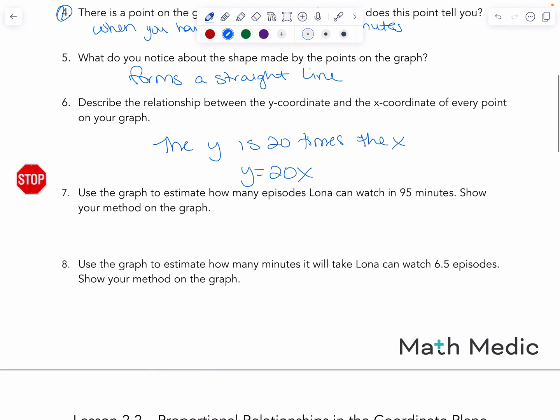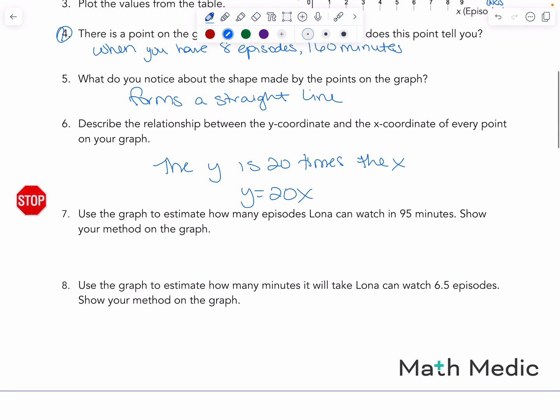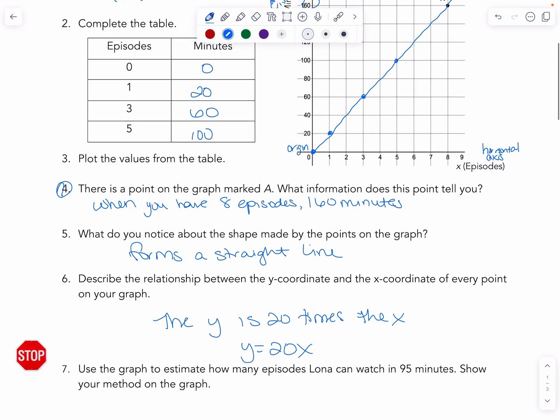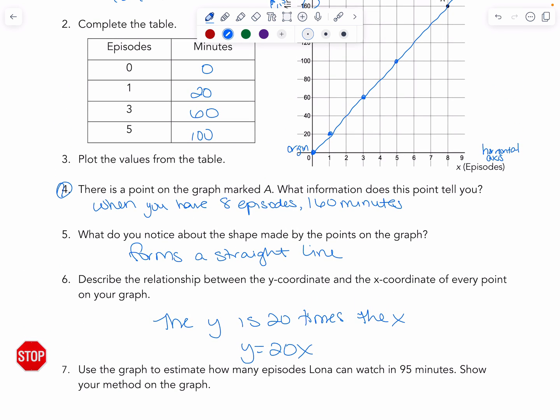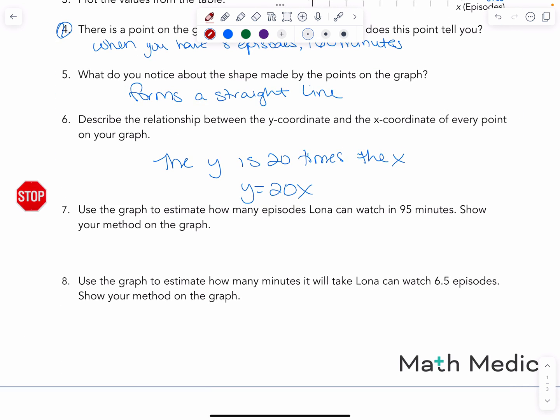Use your graph to estimate how many episodes Lona can watch in 95 minutes. Show your method on the graph. So go ahead and pause the video. Okay, so we're back. So 95 minutes is almost 5 episodes. So a little under 5 episodes. Oops, I cannot write today.